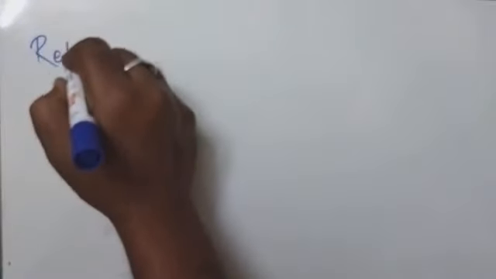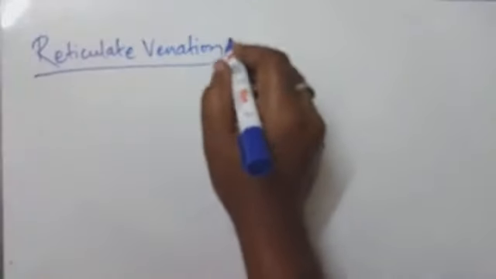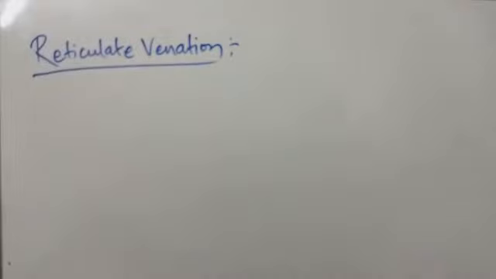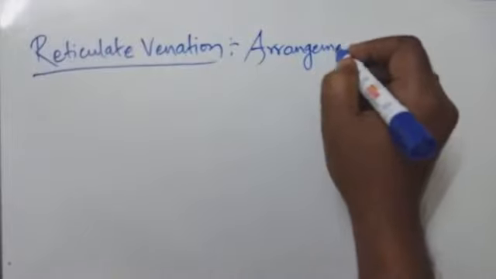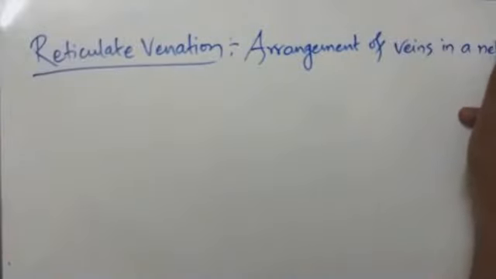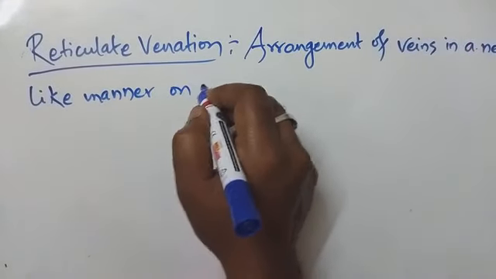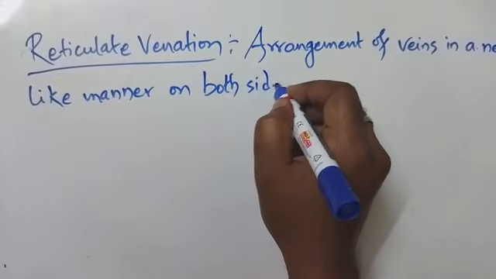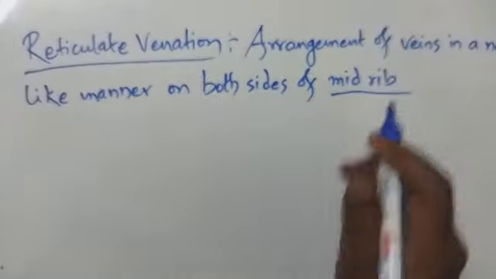Next, reticulate venation. What is reticulate venation? The arrangement of veins in a net-like manner on both sides of the midrib is known as reticulate venation.